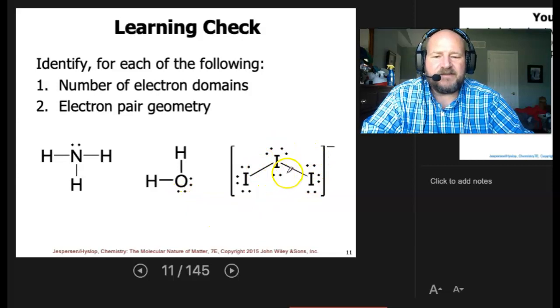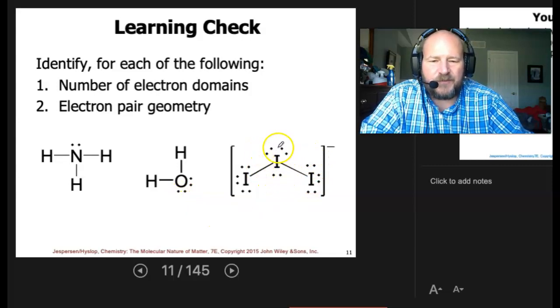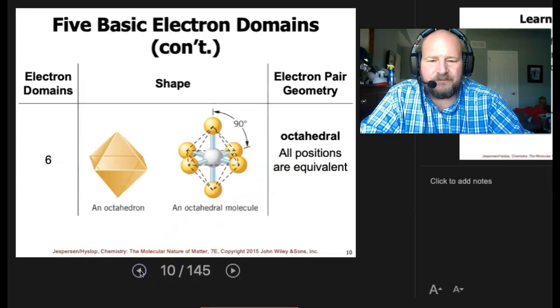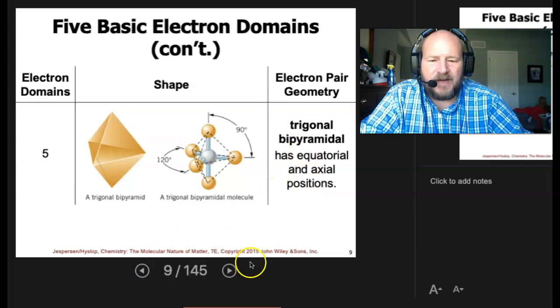Now, when we move to this third one here, we have 3 lone pairs and then 2 single bonds coming off of this. That's going to be 5 pairs altogether, which if we back up is going to give us our bipyramidal, so trigonal bipyramidal.